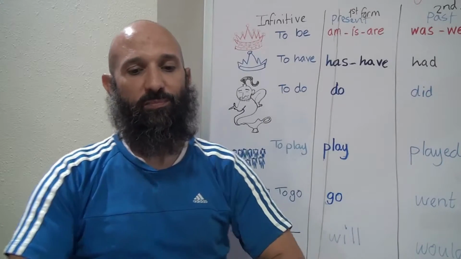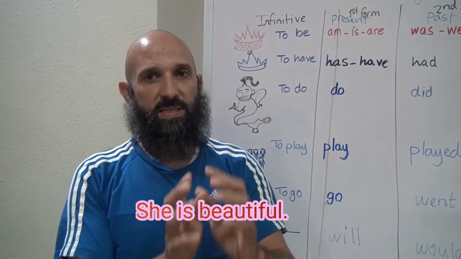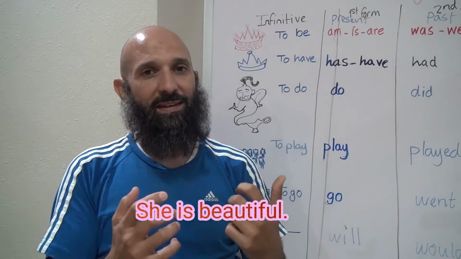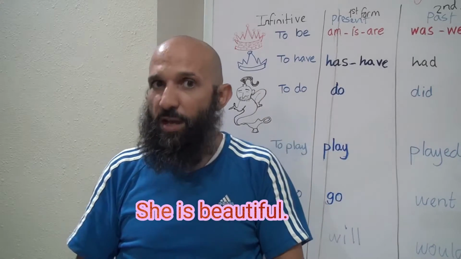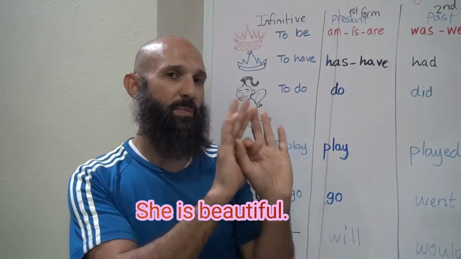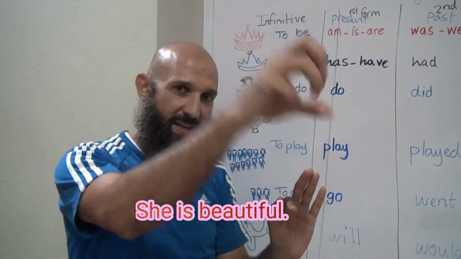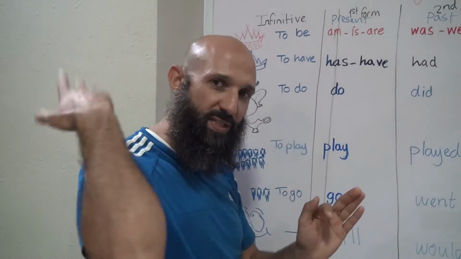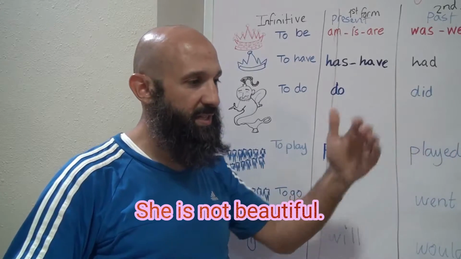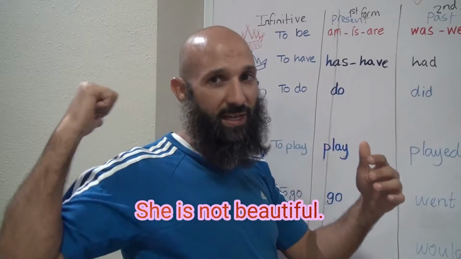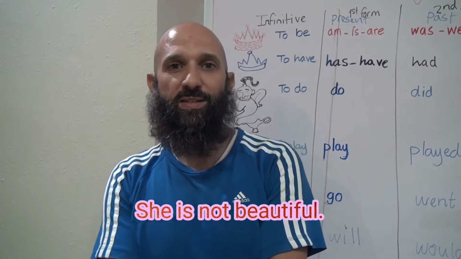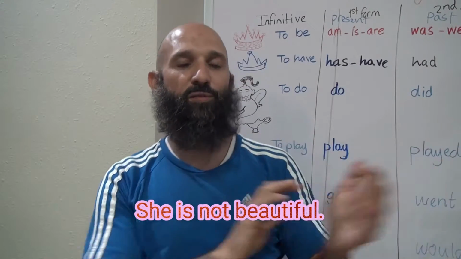Another example. She is beautiful. Let's make it negative. Again, is is the king. So if this positive sentence wants to become a negative sentence, it just takes not and puts it after the verb and becomes negative immediately. So she is not beautiful. She is not beautiful is a negative sentence from the positive sentence she is beautiful.